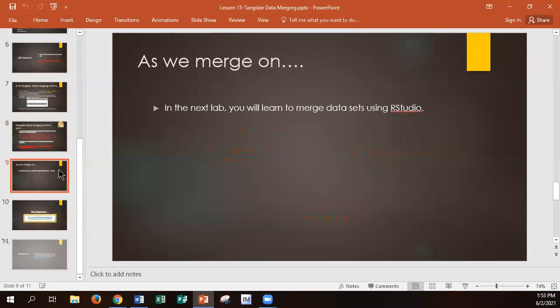As we move on in the next lab, you will learn to merge data sets using RStudio. For the last lab, yay! Okay, all right, guys. We're done. So we're looking for those unique identifiers, and hang on to this idea that our user ID is our unique identifier because you're going to need it for your lab. But a few things I want to talk to you guys about.